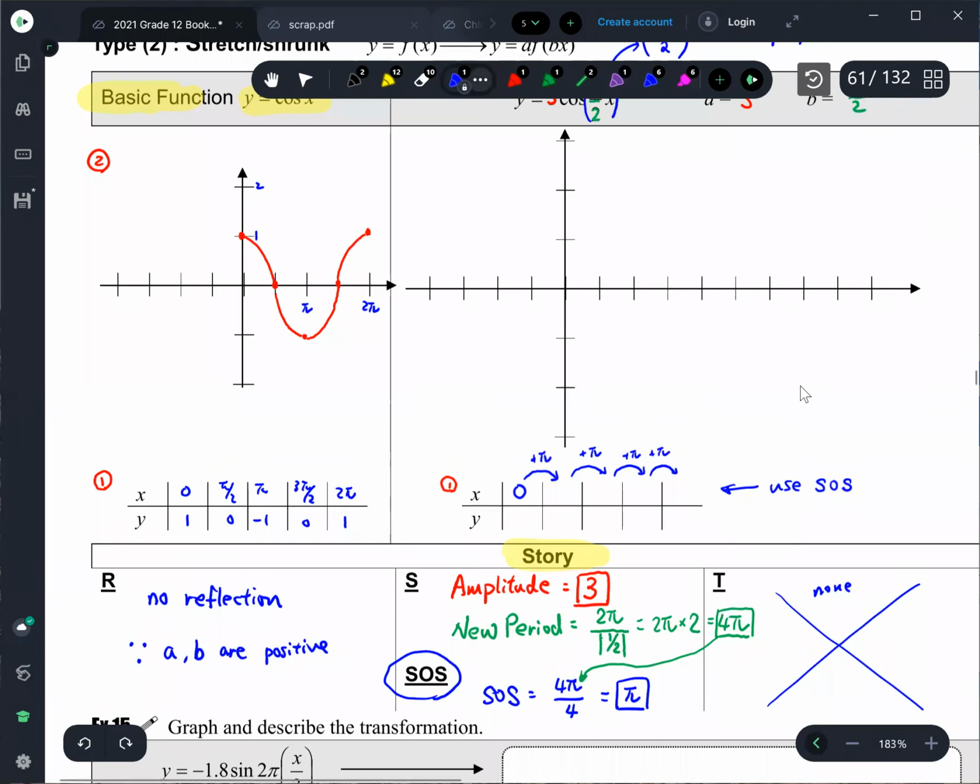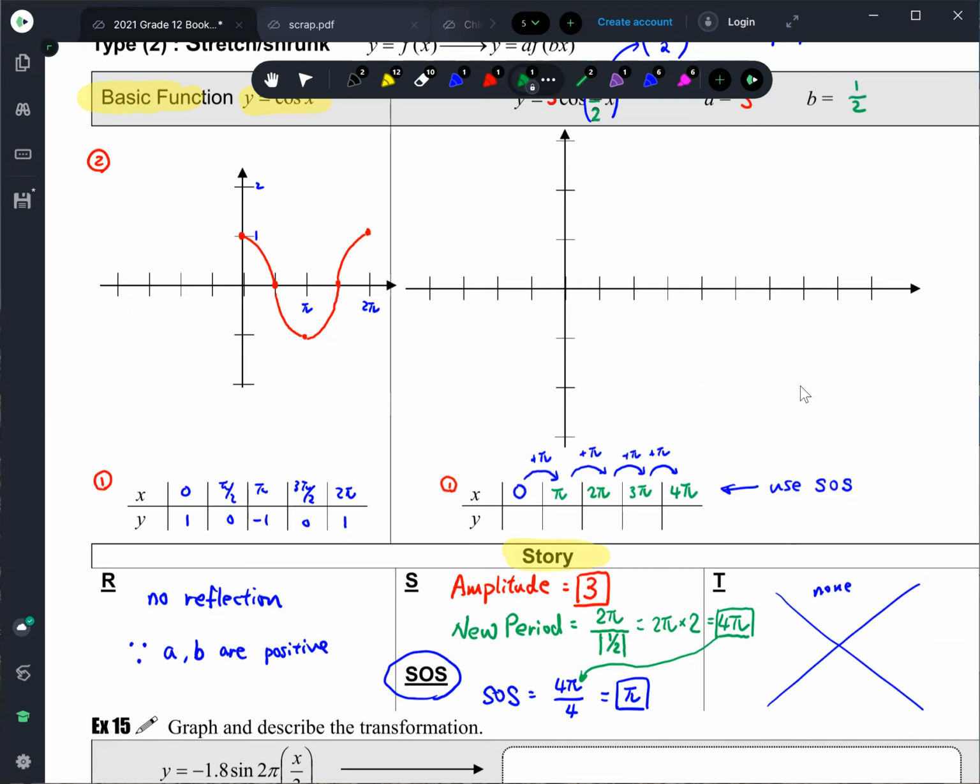Okay? So 0 plus pi will give you pi. You add another pi, it will become 2 pi, right? 2 pi plus pi will give you 3 pi, and then 4 pi. So that's how you get the X values for the table. Okay, can you raise your hand if you understand how to get the X values? You just start from 0 and then keep on adding pi because your space is pi. If your space is pi over 2, then you add pi over 2 each time. Okay?